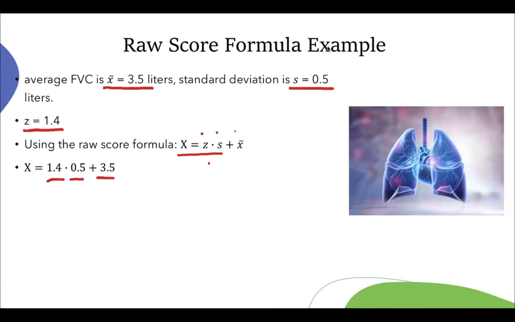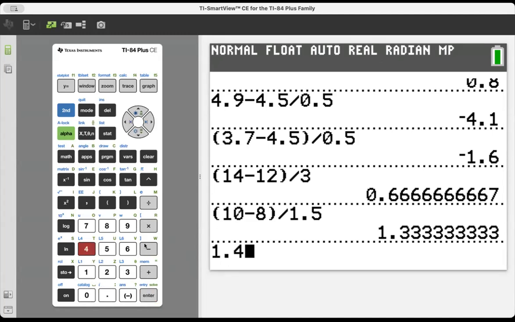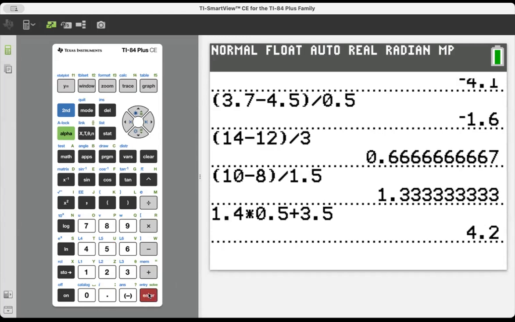So let me take you to the calculator and show you this calculation. We don't need parentheses. 1.4 times 0.5 plus 3.5. Okay, no need for parentheses because the order of operations will take care of this in the right order anyway. We're going to take the z-score 1.4, multiply the standard deviation 0.5, and then add the mean 3.5. So this gives us a forced vital capacity of 4.2. Okay, forced vital capacity, the raw score is 4.2.